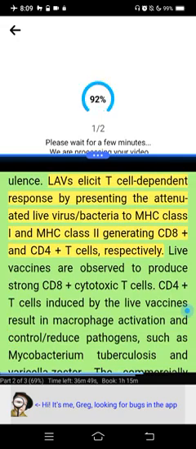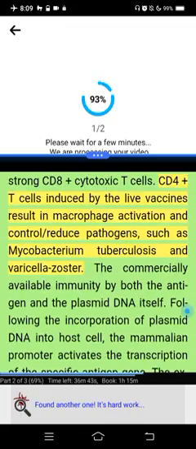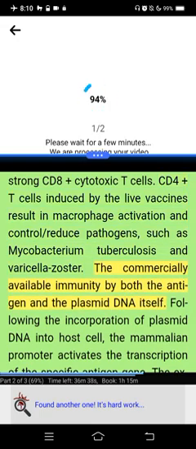LAVs elicit a T-cell dependent response by presenting the attenuated live virus or bacteria to MHC class 1 and MHC class 2, generating CD8 plus and CD4 plus T cells, respectively. Live vaccines are observed to produce strong CD8 plus cytotoxic T cells. CD4 plus T cells induced by the live vaccines result in macrophage activation and control, reduce pathogens such as Mycobacterium tuberculosis and varicella zoster.